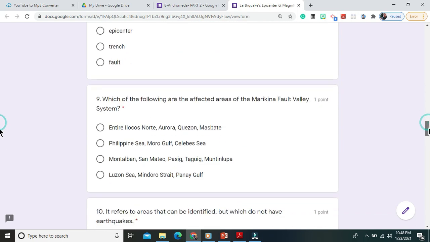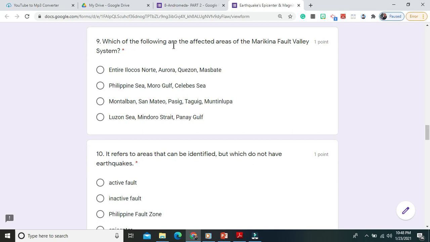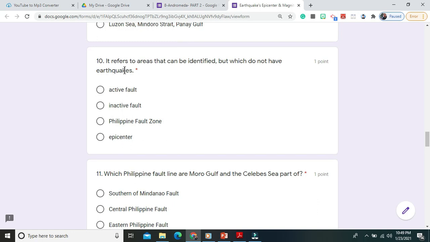Question number 9. Which of the following are the affected areas of the Marikina Fault Valley System? The correct answer is Montalban, San Mateo, Pasig, Taguig, Muntinlupa. Question number 10. It refers to areas that can be identified but which do not have earthquakes. The correct answer is inactive fault.